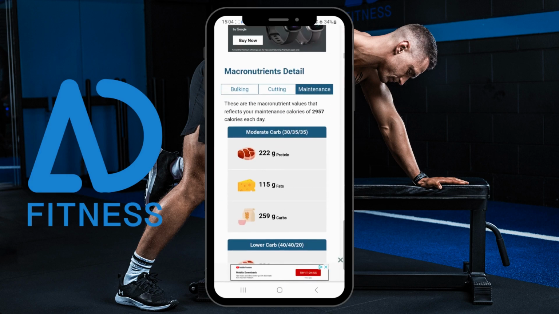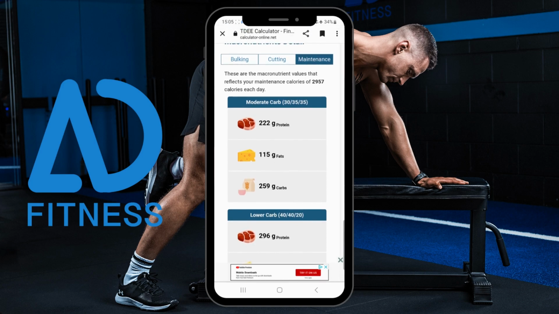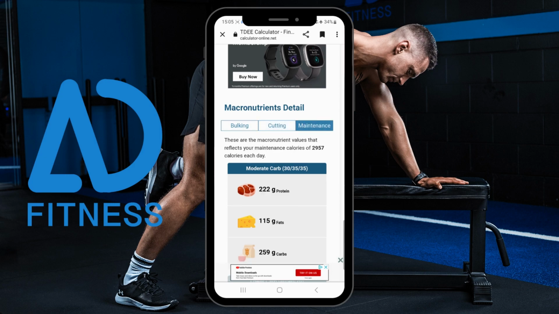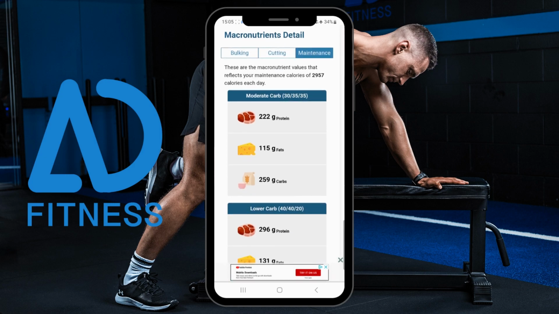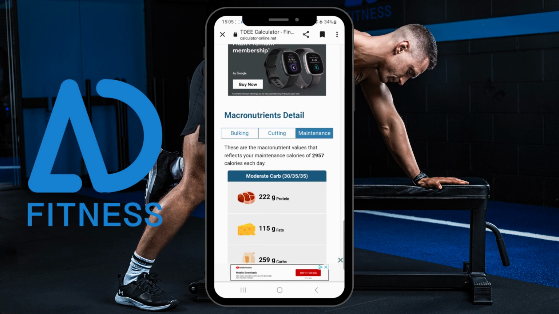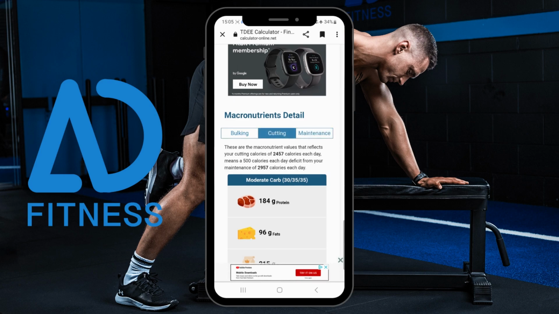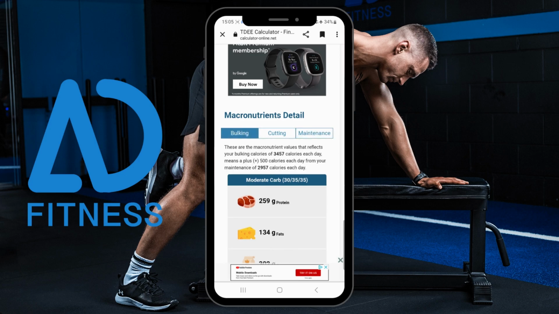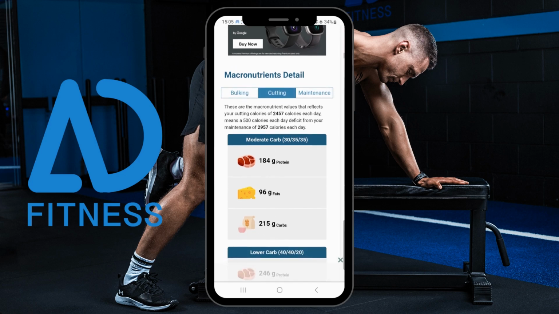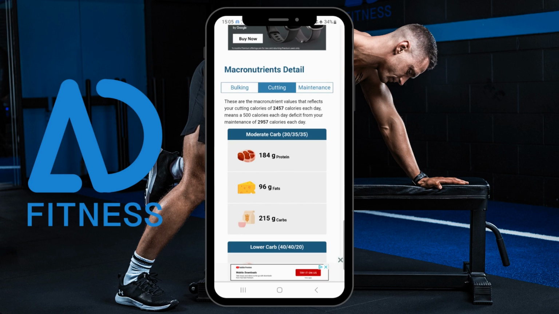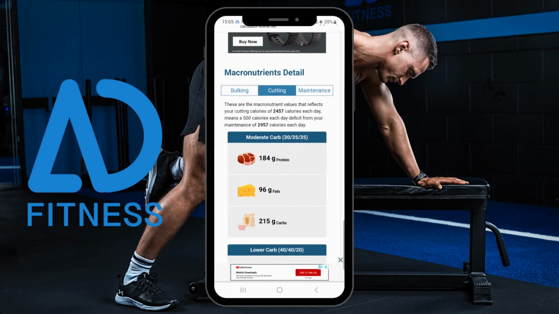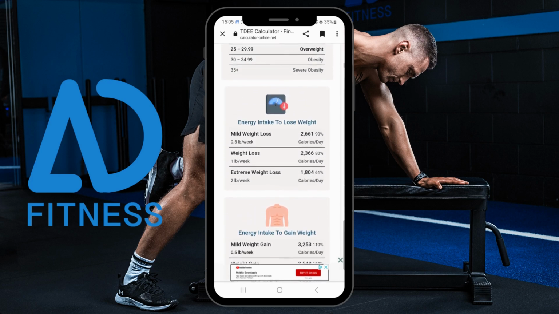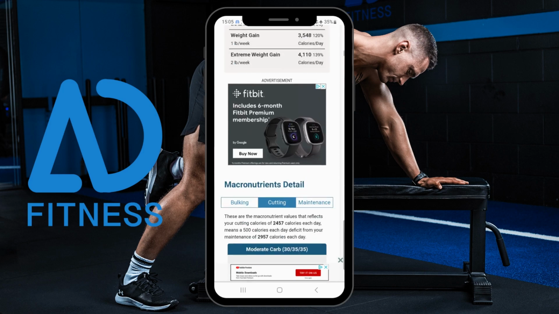Here you can see 3 different figures. This is our macronutrients: your proteins, your carbs, and your fats. If we're going to lose weight, we'll go cutting. If we're looking to roughly maintain and maybe focus on performance, we'll go maintenance. If we're looking to gain weight, we'll go bulking. Let's go cutting because I know most people who watch this video will have weight loss as a goal. It's going to give us our macronutrients for 2,400, based on my calorie intake at a normal rate of weight loss.